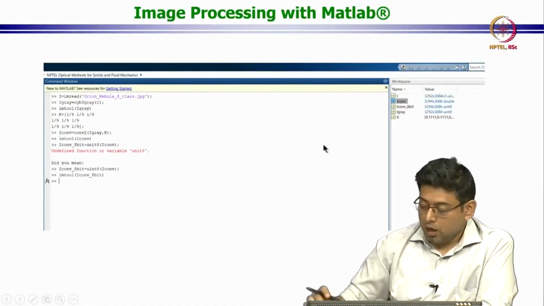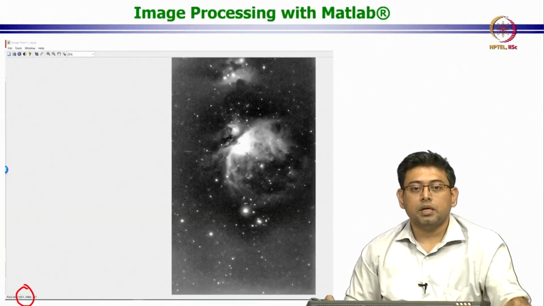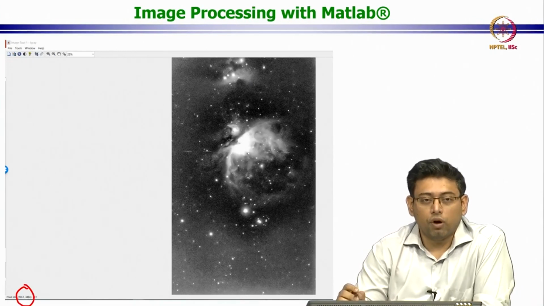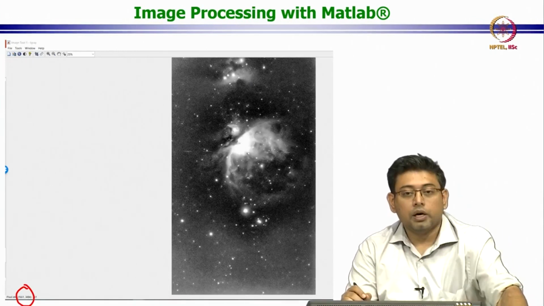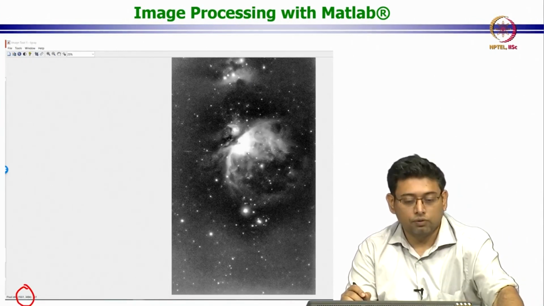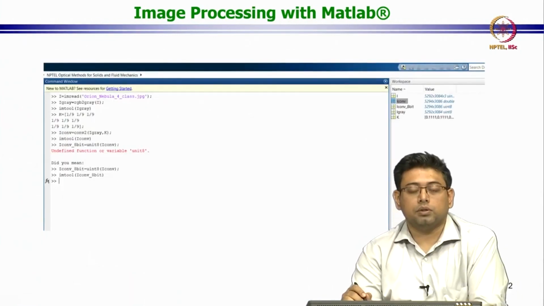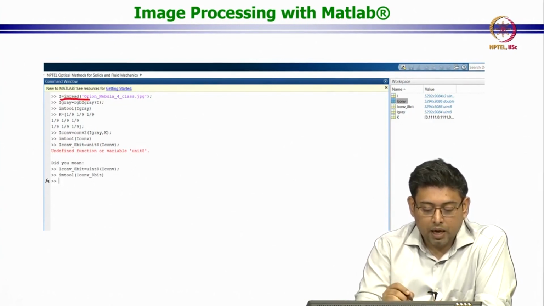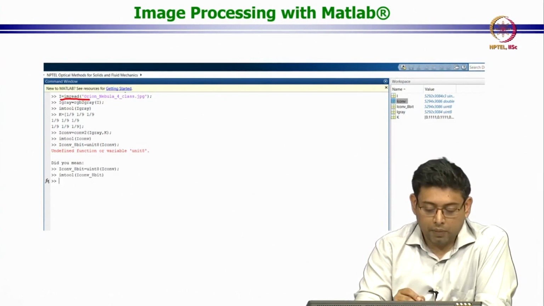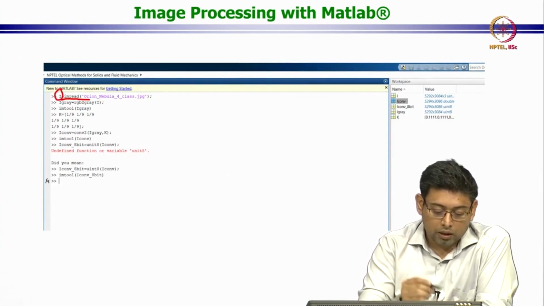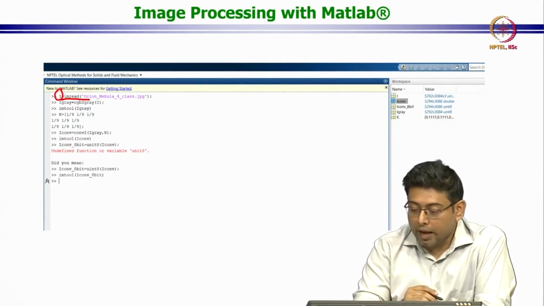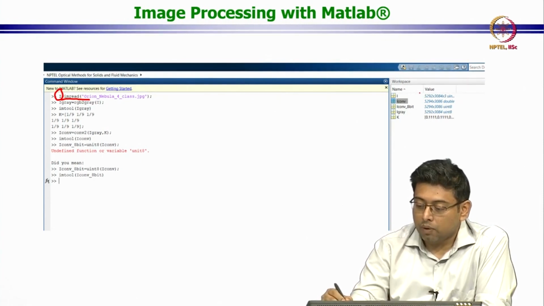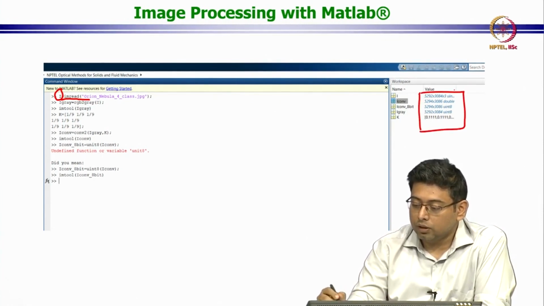So I hope you remember this image that I had showed you before, and here I am going to redo the operations, just some of the simple operations, for your sake. So for example, in the first line I use the command imread, and I read this image into a matrix I, and this I, as you can see on my right hand side, which gives you the workspace.